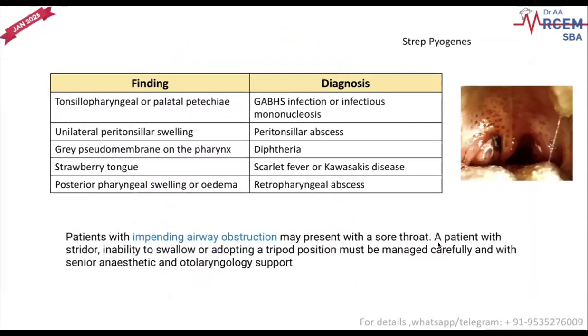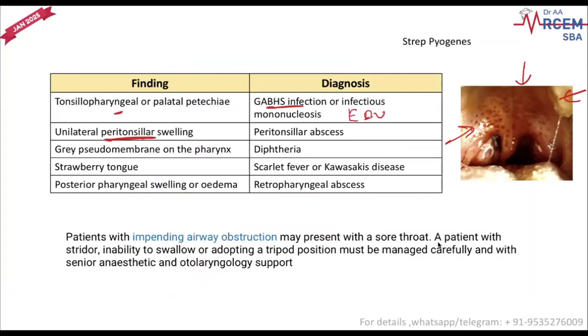Depending on the findings you are having, you can suspect if there are any complications or what is the possible organism which is involved. For example, if there is petechiae on the hard palate, what you can notice, then you can suspect it to be infectious mononucleosis caused by Epstein-Barr virus, basically, or you can suspect a group A beta hemolytic streptococcal infection, also known as Streptococcus pyogenes.